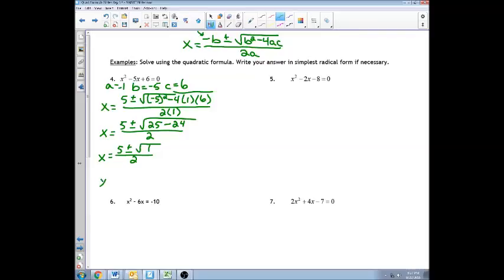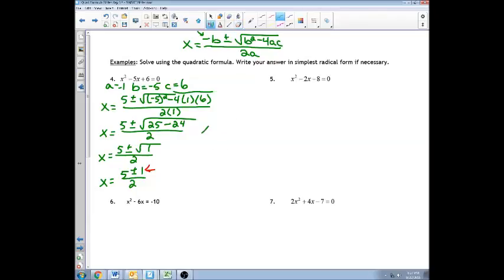Then we go x equals 5. What's the square root of 1? That would be 1. So now I have 5 plus or minus 1 over 2. Just like in our previous unit, anytime I have this plus or minus like I do right here, I want to have x equals.